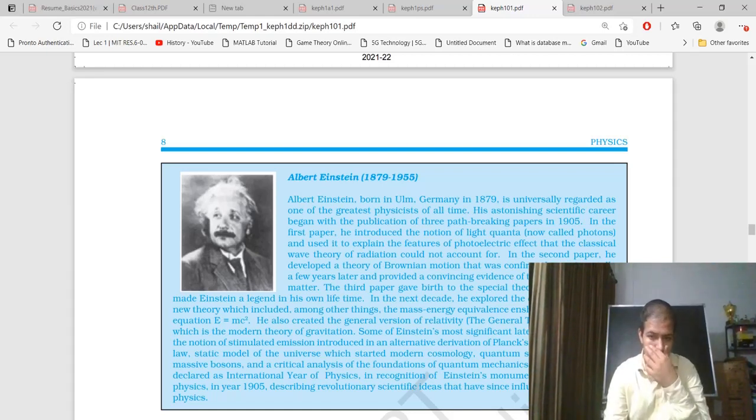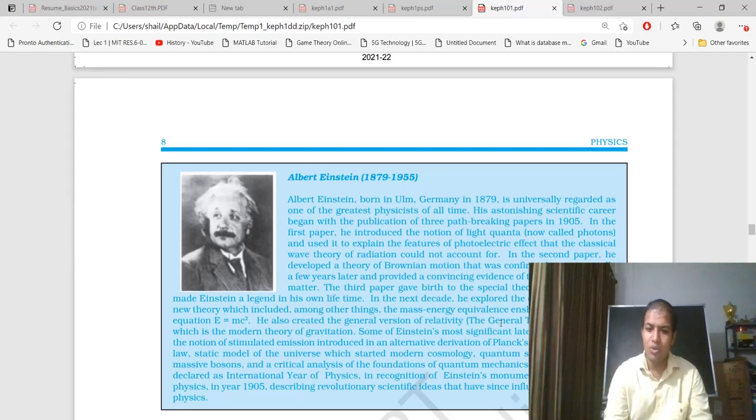The third paper gave birth to the special theory of relativity that made Einstein a legend in his own lifetime. In the next decade, he explored the consequences of his new theory, which included, among other things, the mass-energy equivalence. Einstein's famous equation is E equal to mc square, where E is energy, m is mass, and c is the speed of light. He also created the general theory of relativity, which is the modern theory of gravitation.